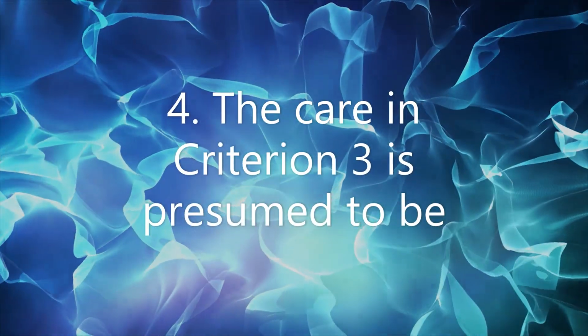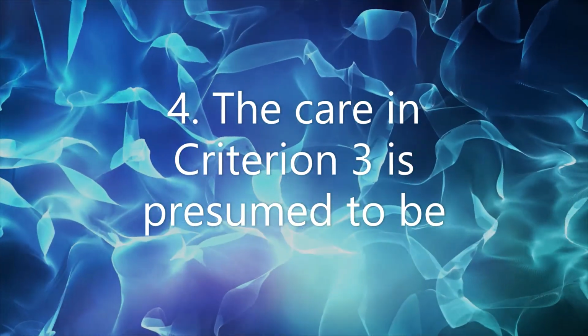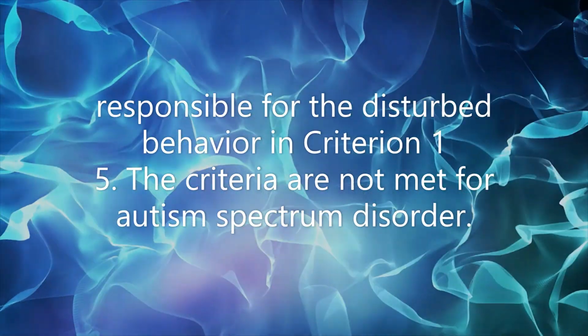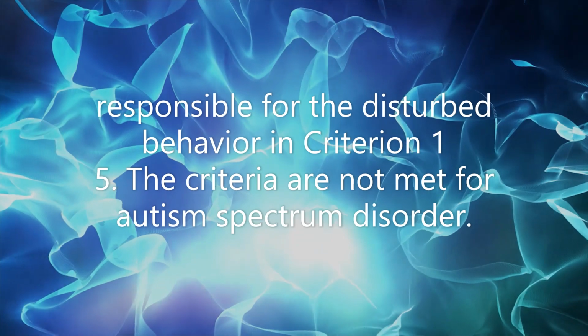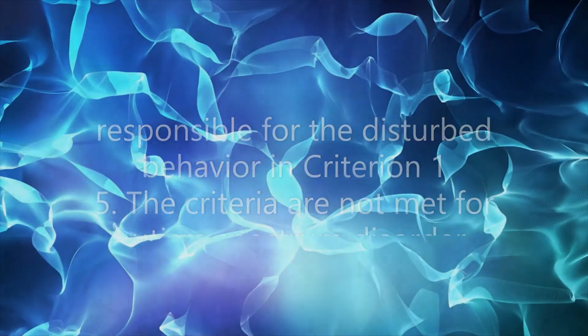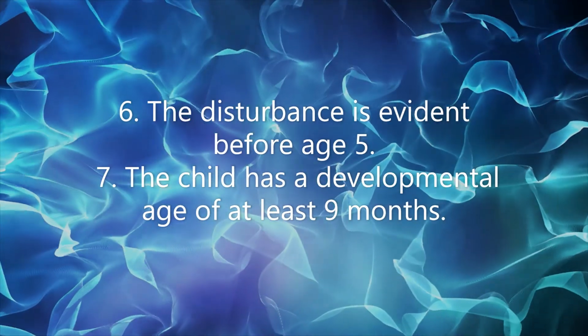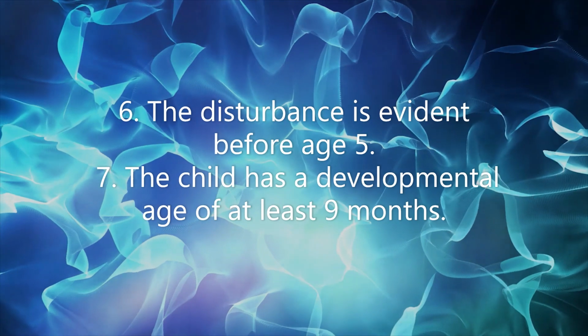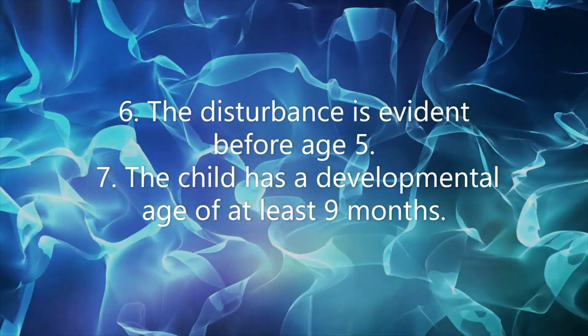4. The care in Criterion 3 is presumed to be responsible for the disturbed behavior in Criterion 1. 5. The criteria are not met for autism spectrum disorder. 6. The disturbance is evident before age 5. And 7. The child has a developmental age of at least 9 months.